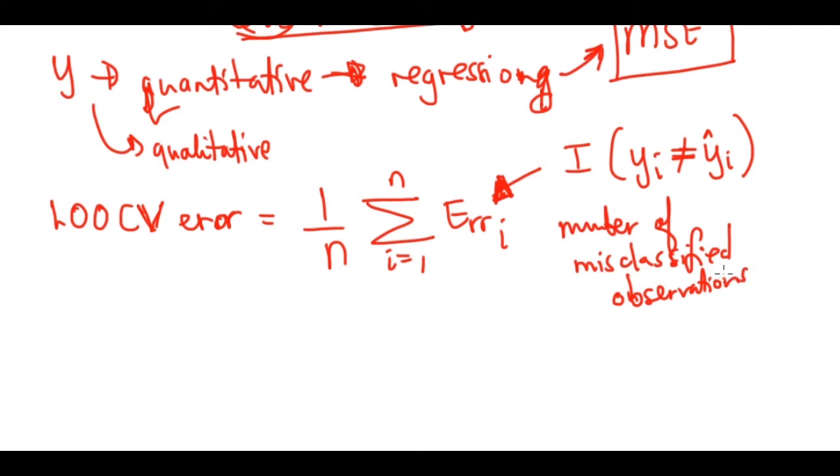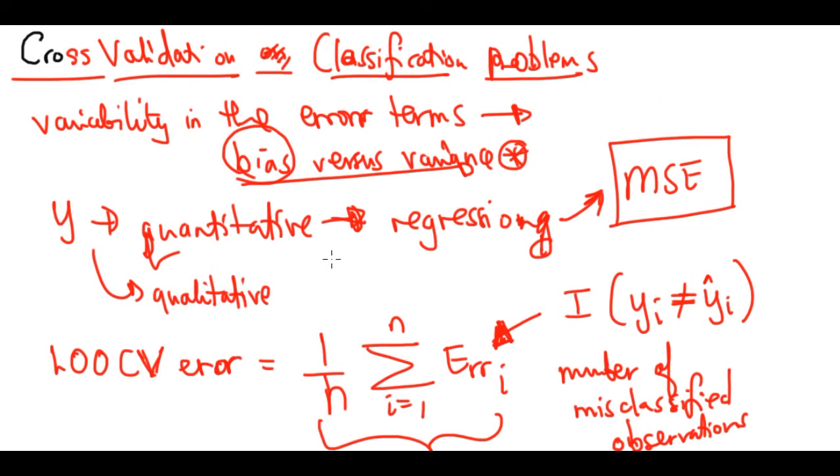That's just it. And the same applies for the k-fold error. Here we just have 1 over k. That's what I wanted to emphasize: that instead of using MSE, we now use the misclassification error. That's just it.